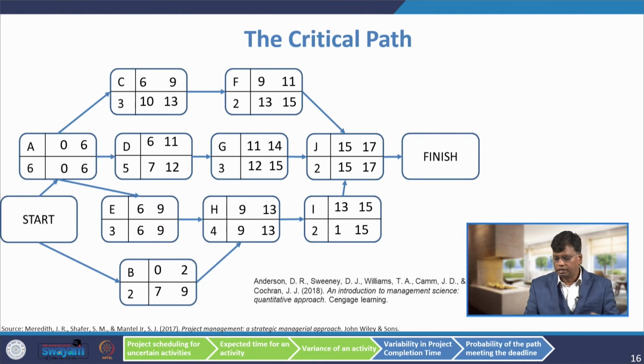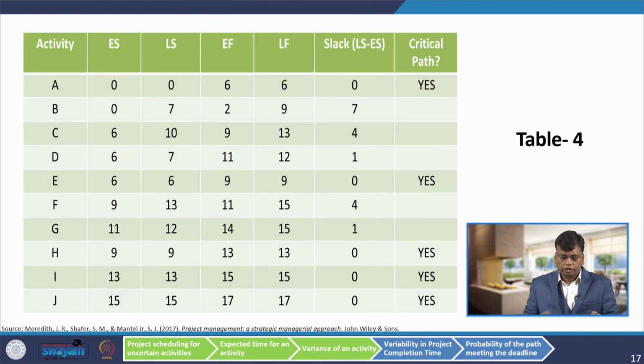Now, I have brought the complete picture. For each activity I have found the earliest start time, earliest finish time, latest start time and latest finish time. This is the table. Then I found the slack for each activity. Slack is latest start time minus earliest start time, otherwise latest finish time minus earliest finish time. Here what I have written is latest start time minus earliest start time.